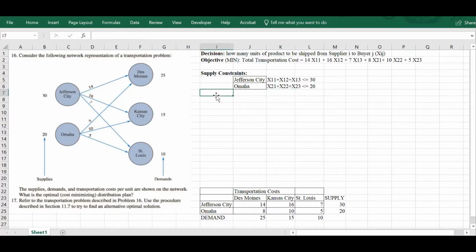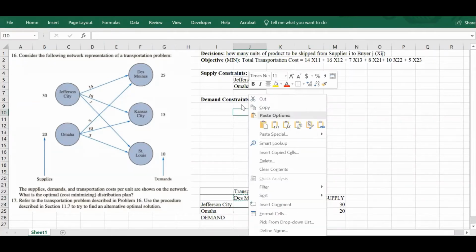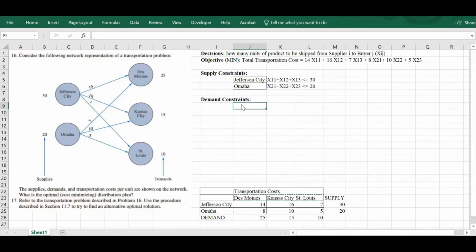And then we have similar constraints, but this time for the buyers. So demand constraints, and then one for each one of them. So Des Moines, Kansas City, and St. Louis. So I'm gonna bring them up. I just copied and I'm gonna transpose.